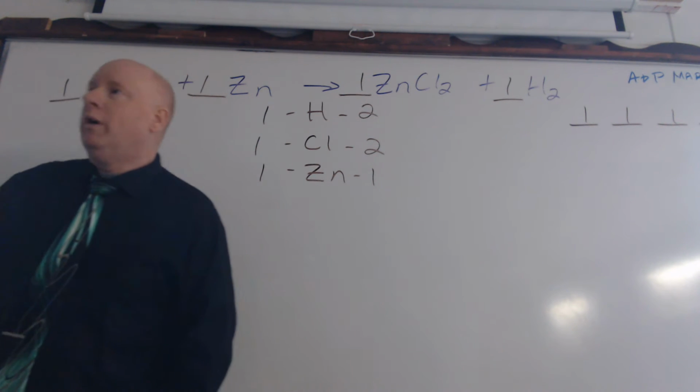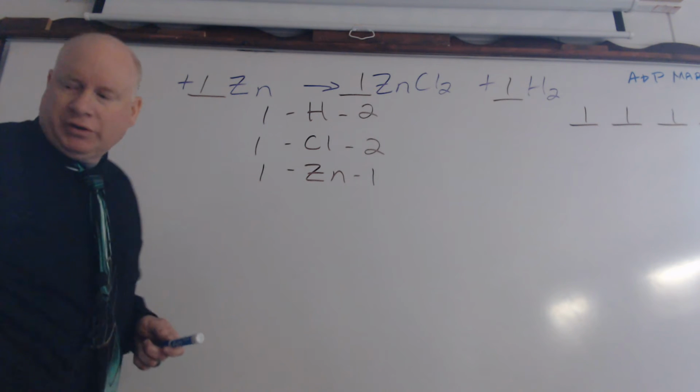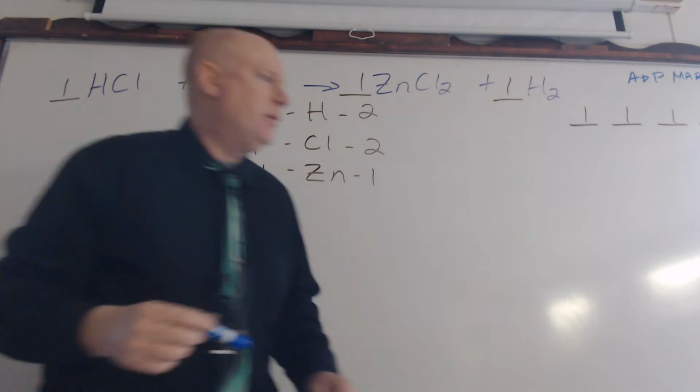So, what is it that's out of balance from the left and the right-hand side? Hydrogen is one, and chloride is another. So what you would do then is use what's called coefficients. We're not going to get to that today.